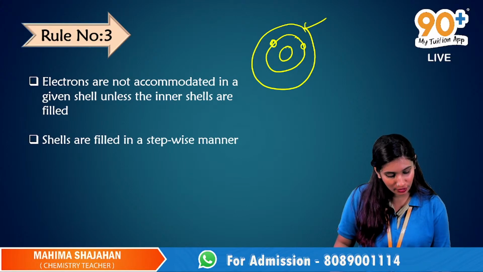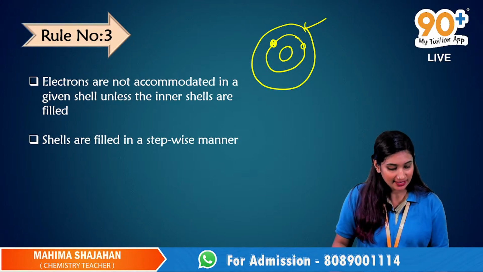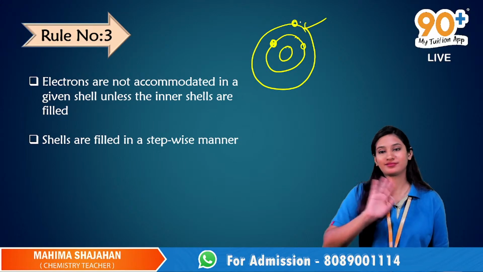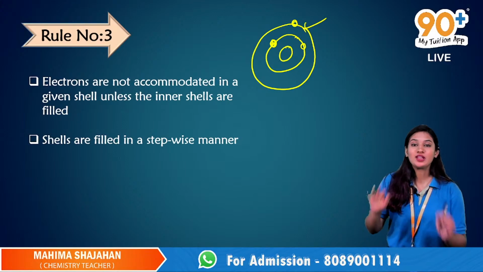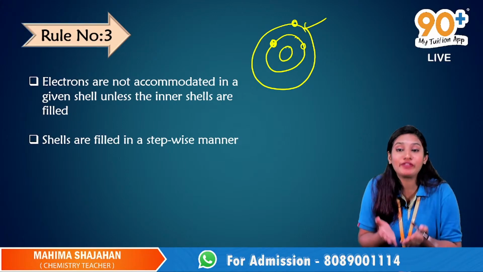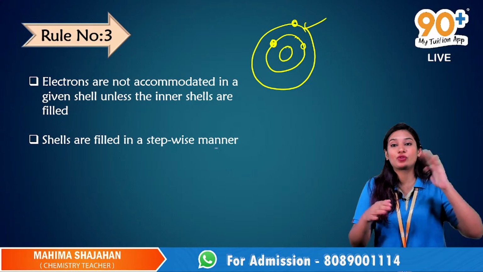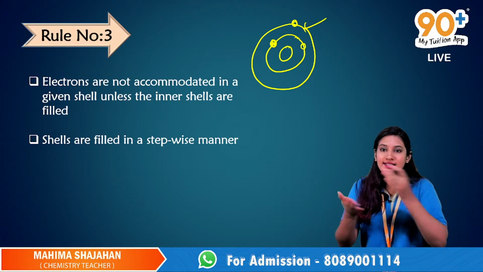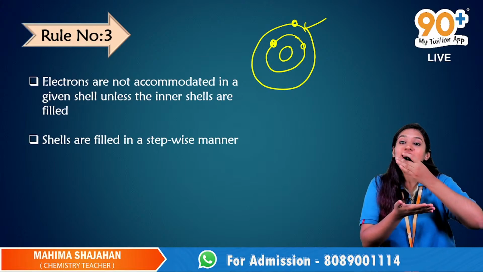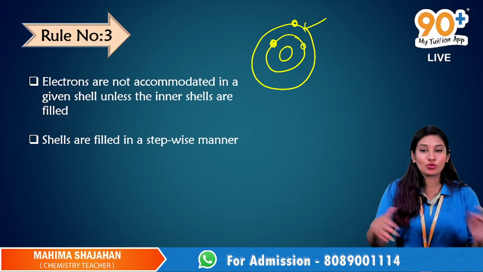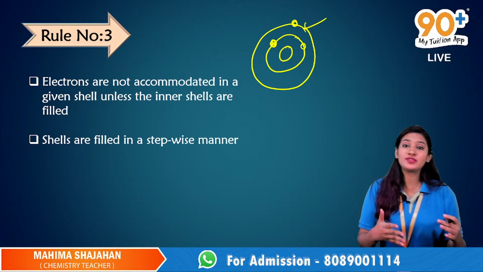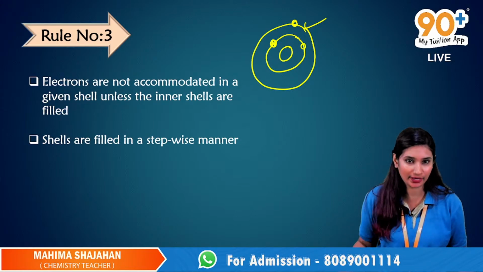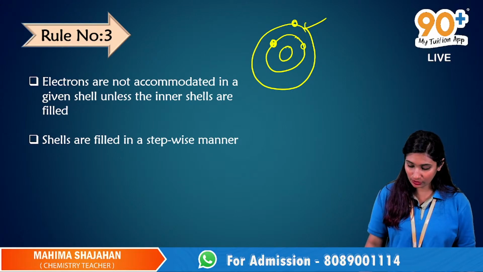It is not that I fill one electron in the first shell and give the second one to the second shell. No, that is not possible. The first shell is completely filled, then only the balance electrons will go towards the next shell. Yes, it is step by step that we fill the electrons. So when we do the problems, you'll get a better idea. So are these three rules clear?